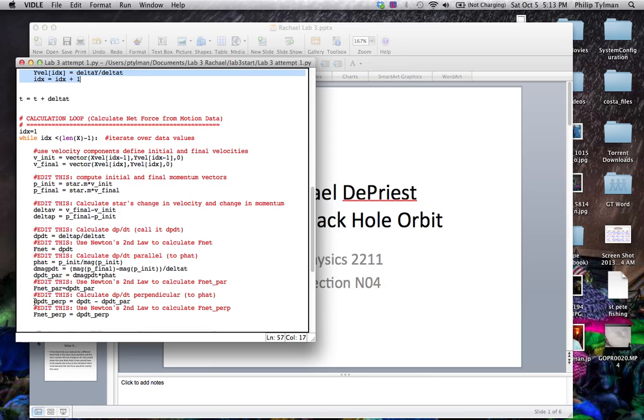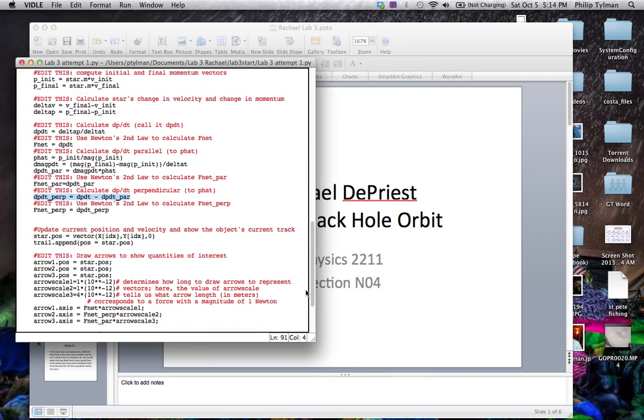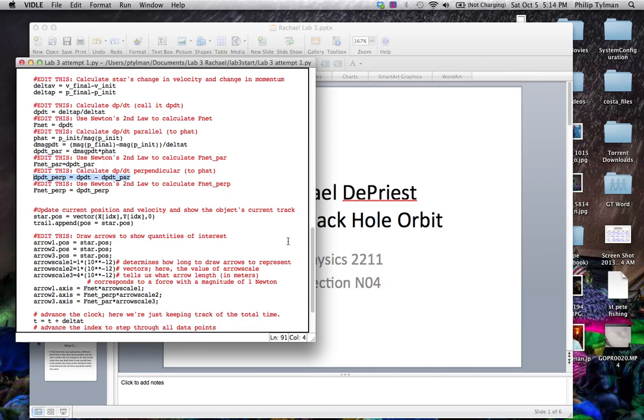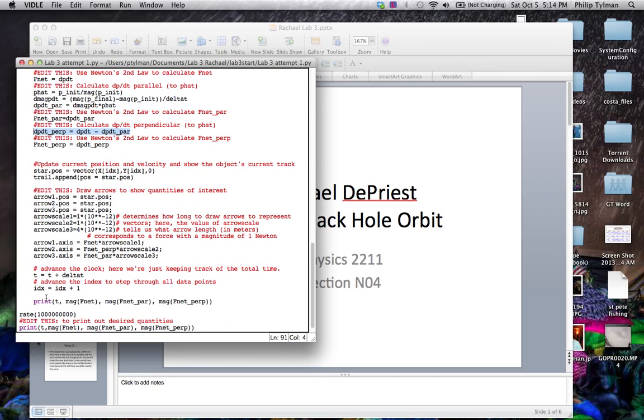And same, we use this for the perpendicular calculation because we don't have the radius in here. Otherwise, we could use momentum times velocity over radius, but we haven't defined the radius, so we use this instead. And then this gives us the net force in the perpendicular direction. We then came down here and I made this my arrow scale so that we could see each arrow. And down here, this is what we're printing. So we have the time, the magnitude of the net force, and then the magnitude of the net force in the parallel and perpendicular direction.